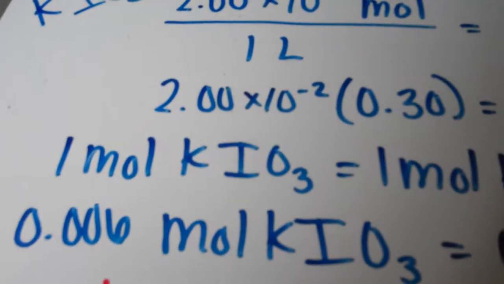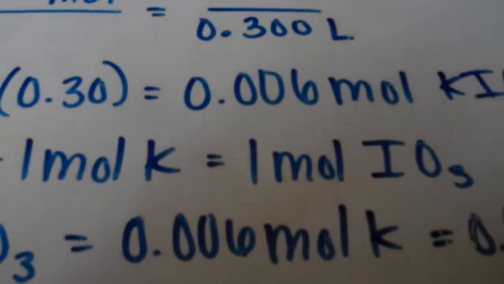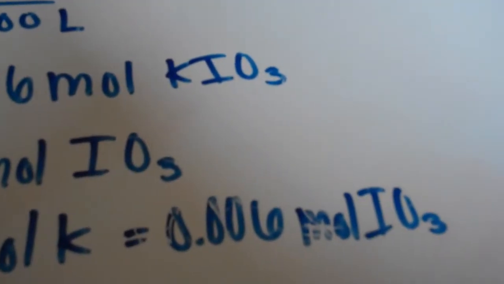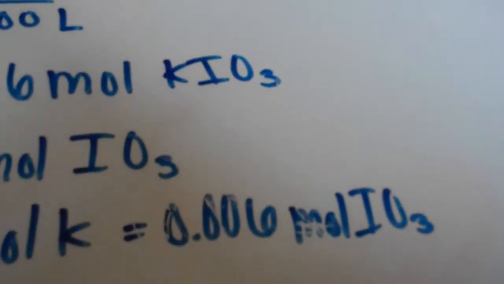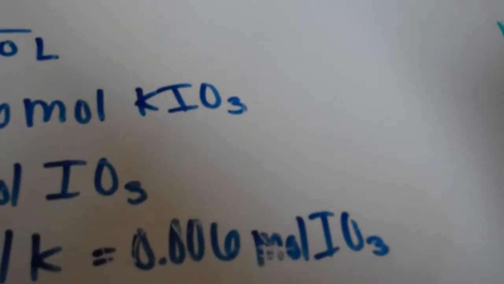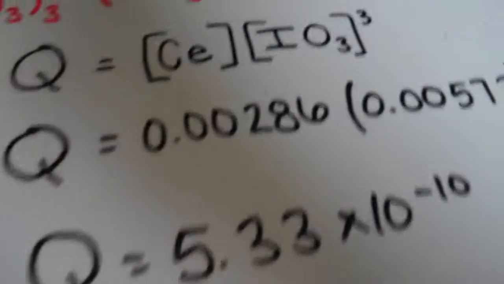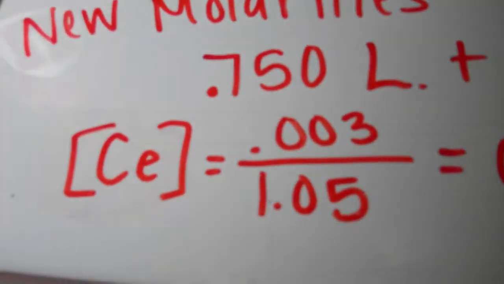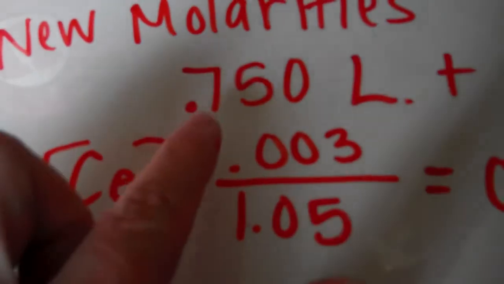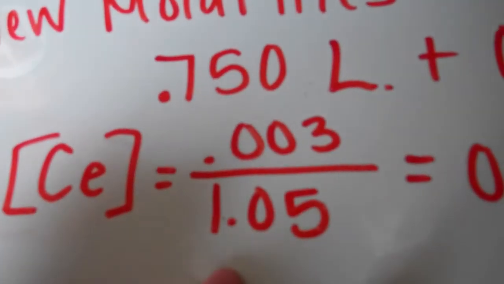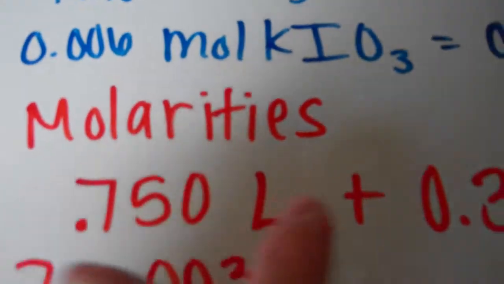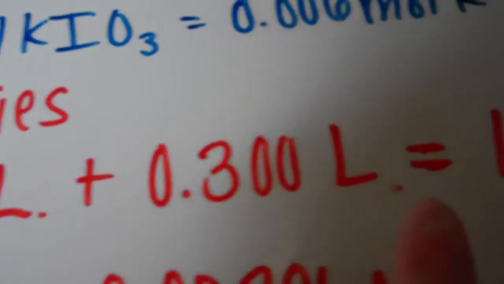Therefore, we have 0.06 moles of KIO3, 0.06 moles of K, and 0.06 moles of IO3. Our new job now is to determine the molarity of Ce and IO3, so we can use this equation up here. We take the number of moles we have now and put it over our new volume, because we now have 0.75 liters and 0.3 liters, and we add those together to get our new volume. This is why our molarity, or our concentration, is going to change.